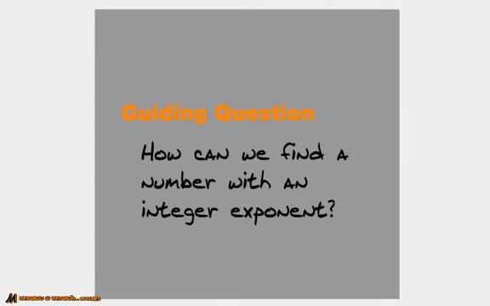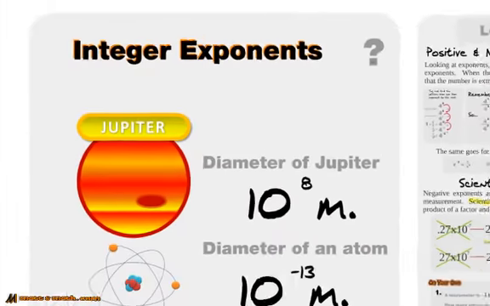All right, well, that's pretty much it today as we talked about integer exponents. Are you able to answer this question now? How can you find a number with an integer exponent? Pretty simple, huh? All you got to do is take the 1, put it on top, get rid of the negative, and put that on bottom. Well, that's it for today.